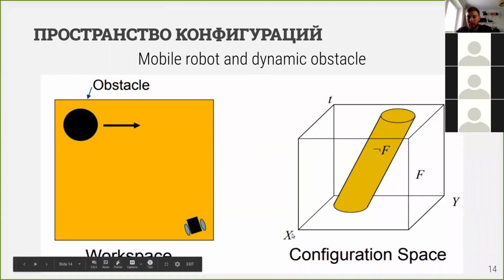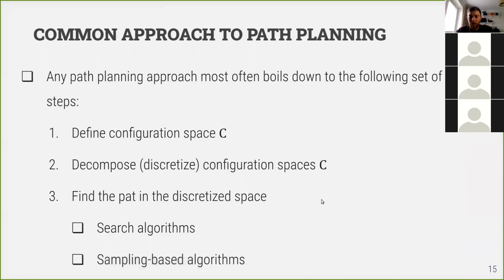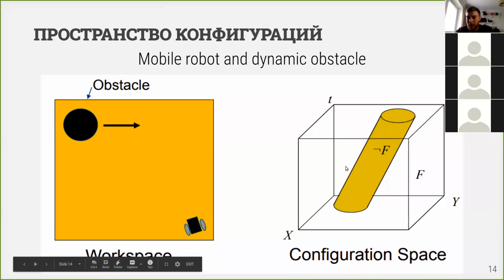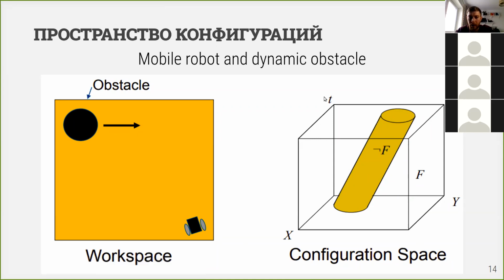But here we just say that robot is X and Y, so the orientation doesn't matter for us in this concrete example. But here the obstacle is moving, and the third dimension is time. And we know, for example, the speed of obstacles, right? We can assess somehow the speed of obstacles, and then we can build the configuration space like that. We can see that with time, the obstacle is changing its position and occupies different space in our 3D space.